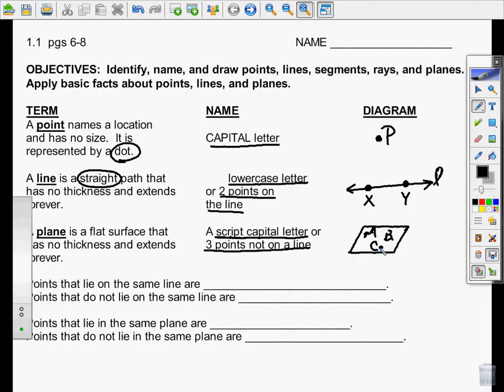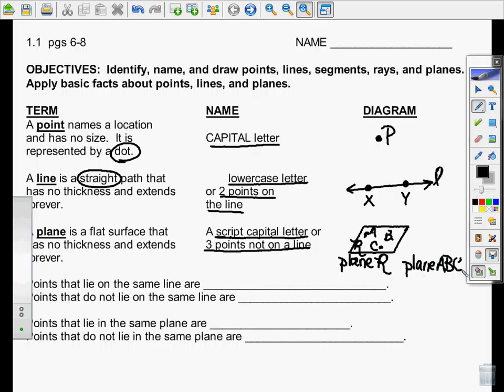And then in one corner, and it doesn't matter which corner, they do a script looking R. So I'm going to try and do a little cursive R, you know, to kind of show that. You can call this plane R, like that. Or you could call it plane ABC, just like this.